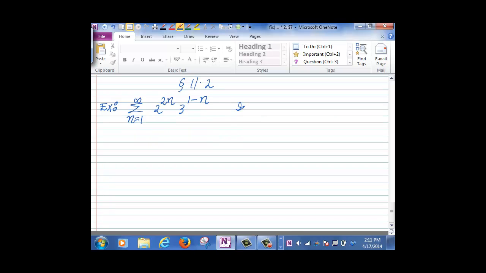Is it convergent or divergent? Okay, is the question clear? How many of you have done this problem? Okay, so let's examine this. Anyone has any idea what I should be doing?